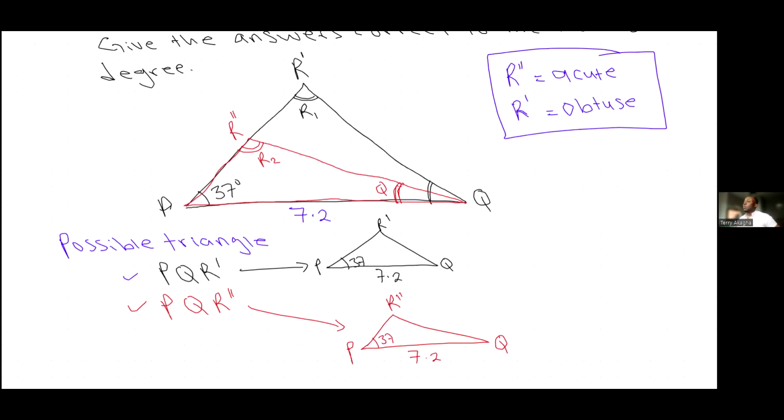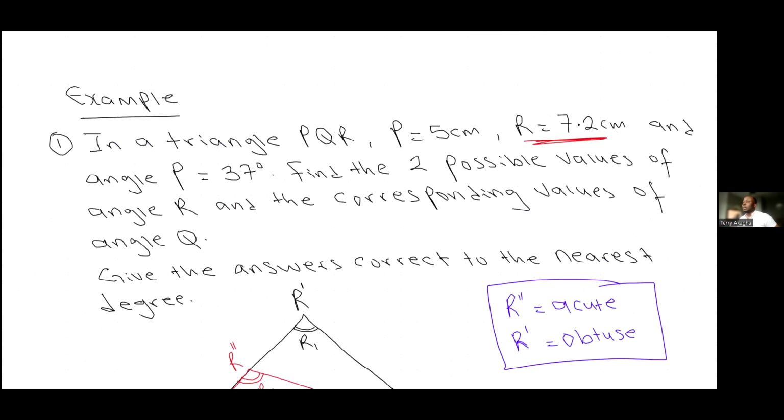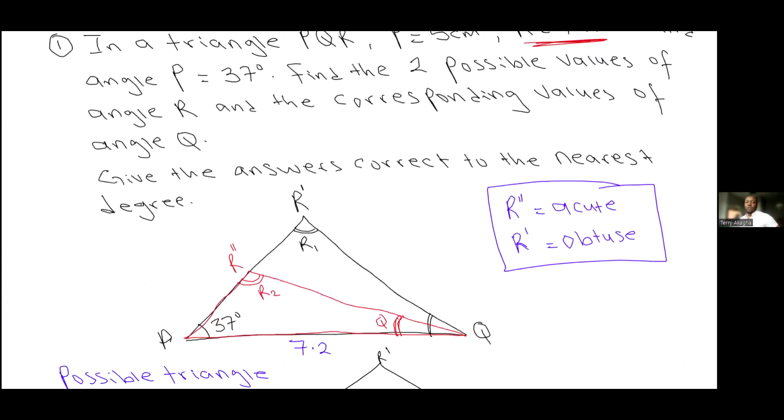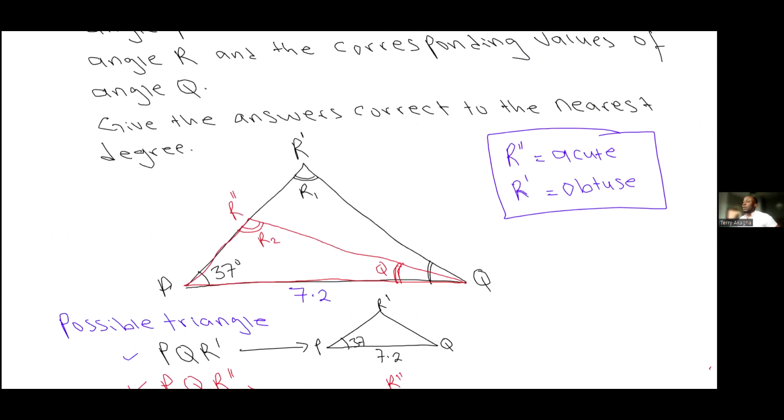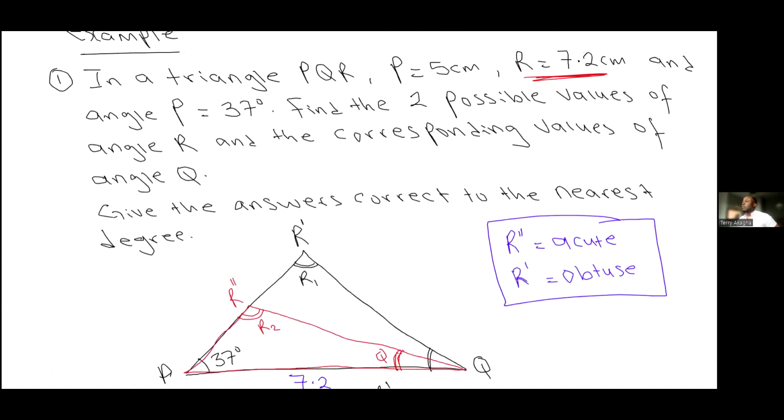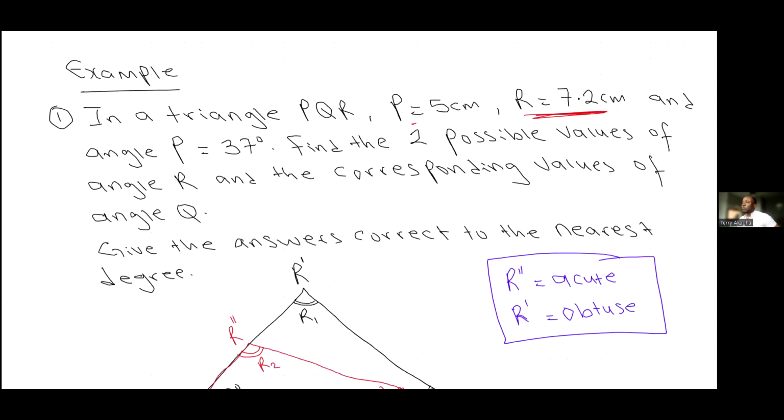Now, let's see what we can do. We're told P is 5 centimeters, so we need to put that in as well. P is going to be the side facing angle P, so 5 centimeters. We can now do that as well.